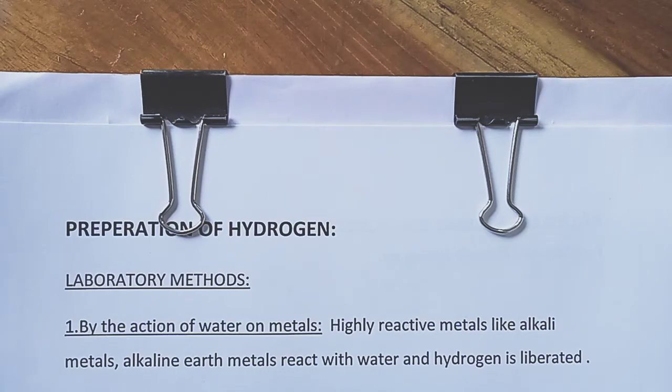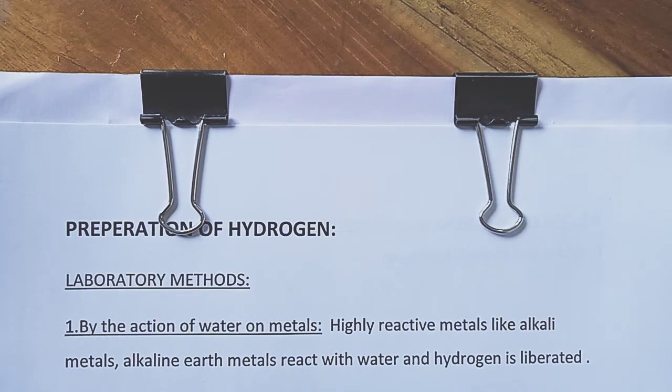Preparation of hydrogen. Preparation of hydrogen is studied under two headings: laboratory methods and industrial methods. Laboratory methods means we will prepare hydrogen on a small scale in the laboratory. Industrial methods means we will prepare hydrogen on a large scale for the purpose of industries.